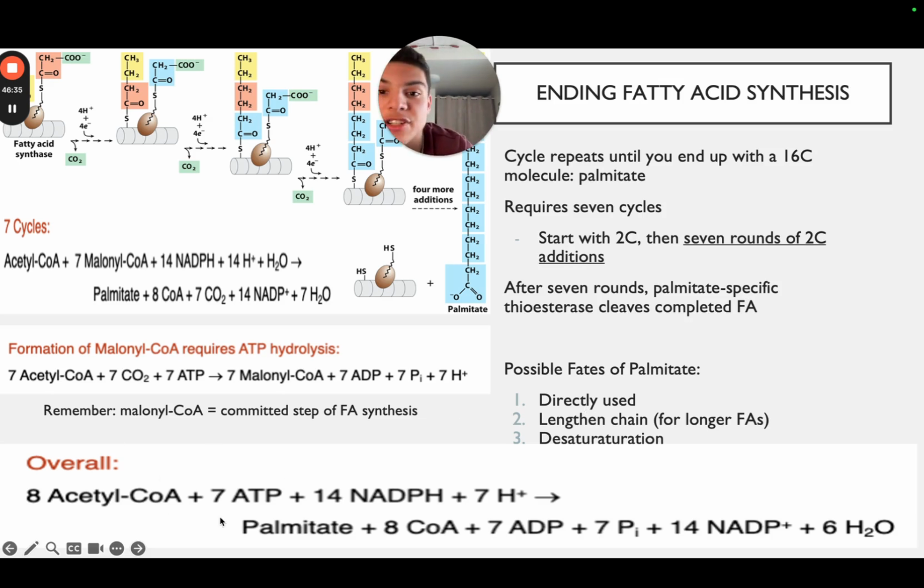And this is just the energetics of it. We take 8 acetyl-CoA, 7 ATPs, 14 NADPHs to form our palmitate, 8 CoA, and then our respective oxidized or less energetic molecules.